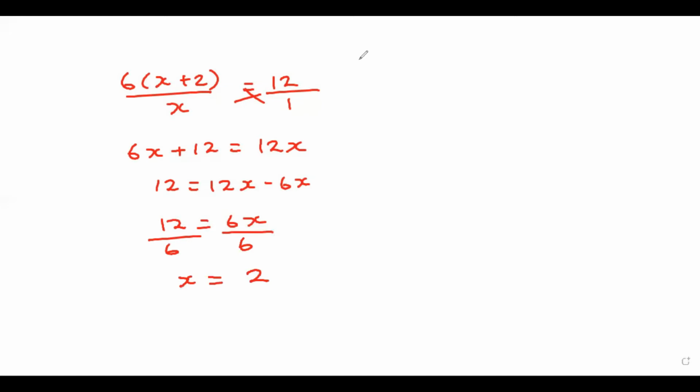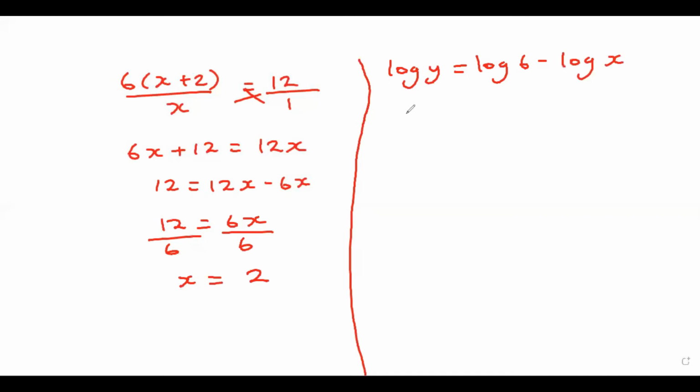Now that we have our value for x, remember we're doing simultaneous equations, so we need to solve for y. Remember from equation 3, which was log y is equal to log 6 minus log x. So log y is equal to, because we're subtracting, that means we're dividing based on the laws of logarithm. So we have log 6 over x. And remember, x is equal to 2. So we have log 6 over 2.